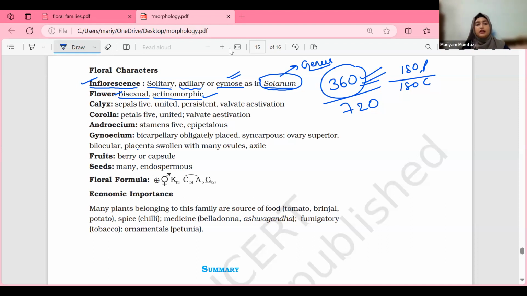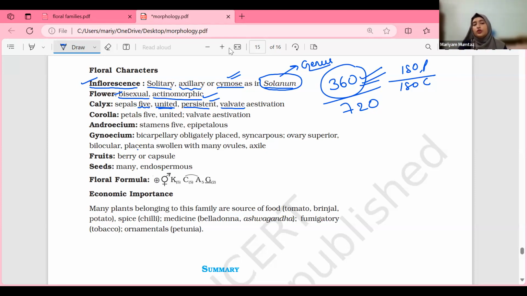So the calyx: the number of sepals is 5. They are united, meaning fused, so they are gamosepalous. Now they are persistent. Many times the calyx falls off, but here they have written that they are persistent, meaning the sepals remain. And the estivation is valvate. Understood? It is valvate estivation.